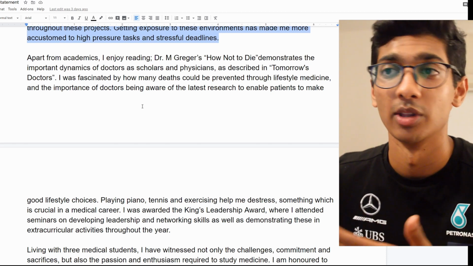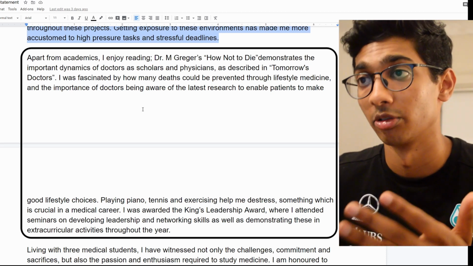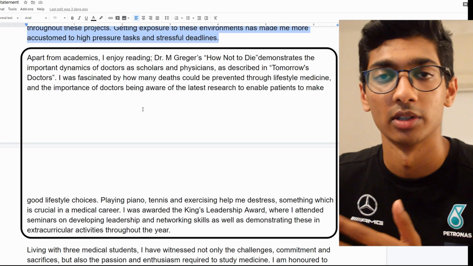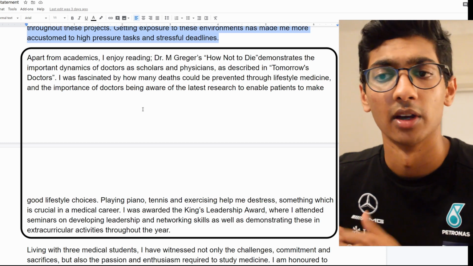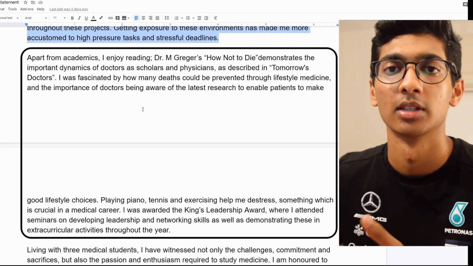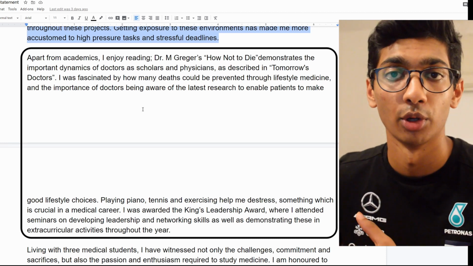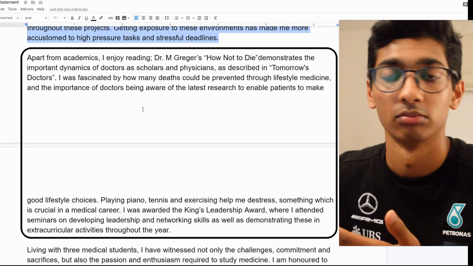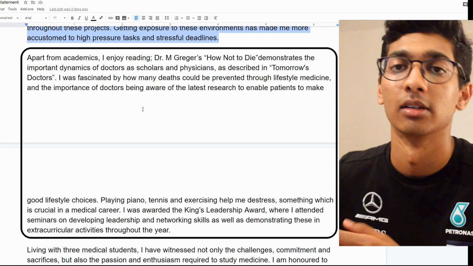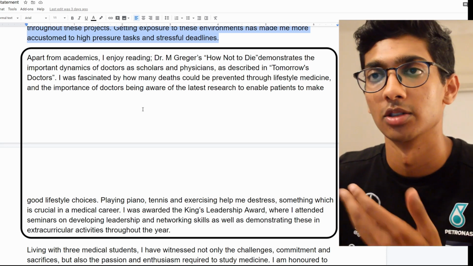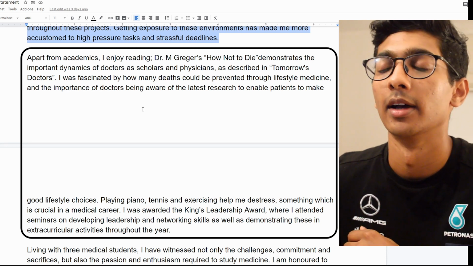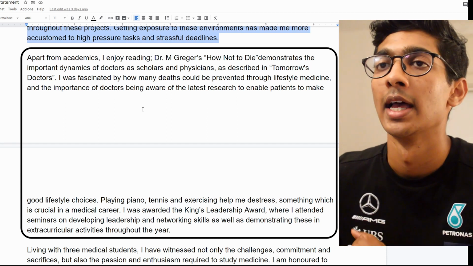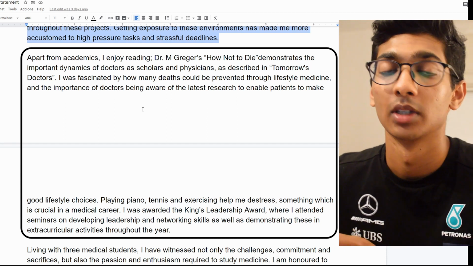So now moving on to the last section, which is the extracurricular section. A lot of people don't really pay attention to this, but it is an extremely important section. It's extremely important to have other interests, be able to socialize, as well as maintain that pure academic performance. So here I mentioned a book that I found really interesting, and it coincidentally links to medicine, so it works. Moving on from that, I talk about how piano, tennis, and exercise have helped me de-stress.